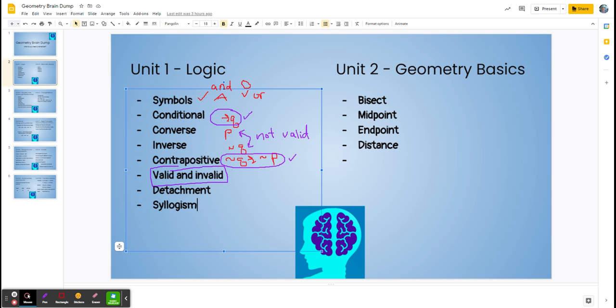So the if then is the conditional. This is the if then. The if and only if, I did forget. Biconditional is the 2 arrows. Okay. Biconditional, if and only if.